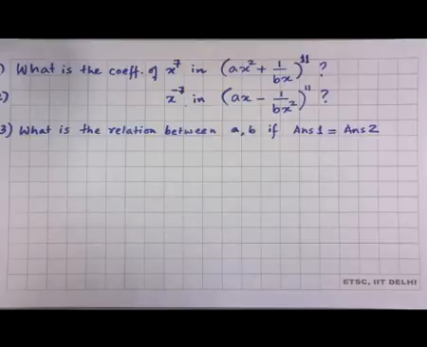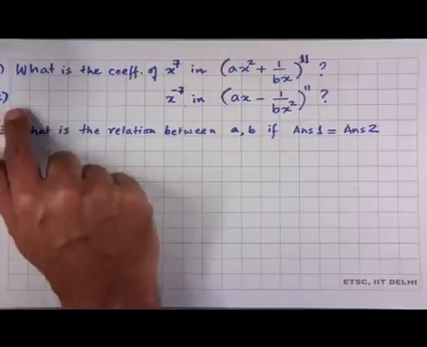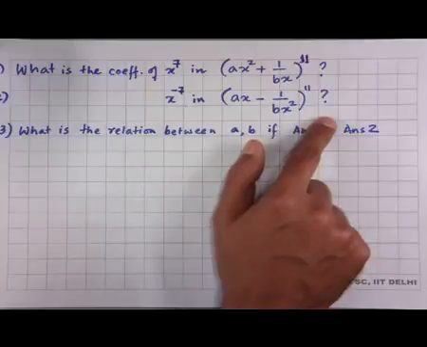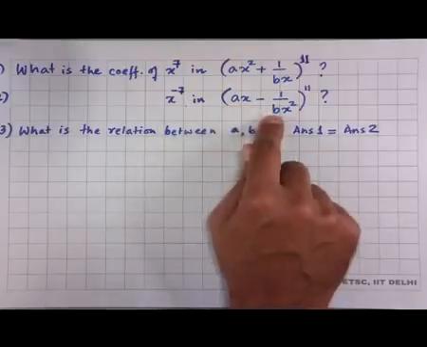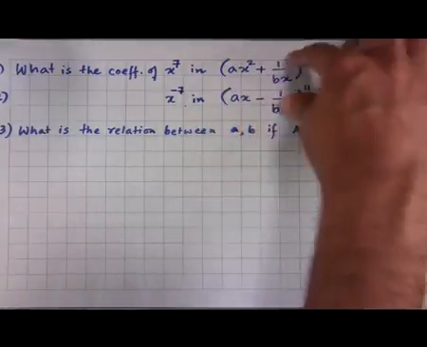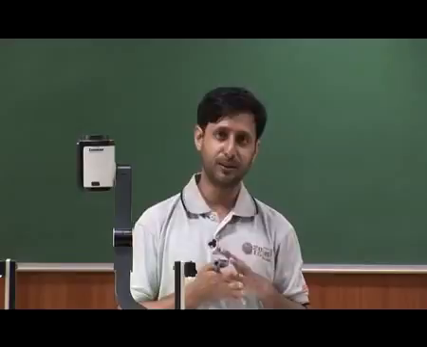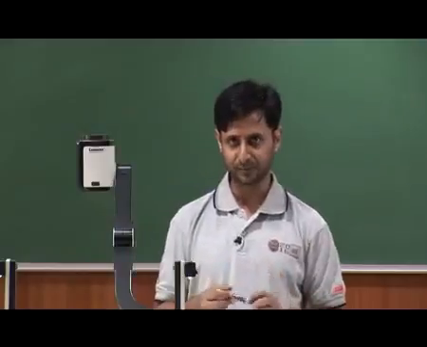Okay. So, this is my set of questions, 3 questions. What is the coefficient of x power 7 in this complicated expression? Second question, what is the coefficient of x power minus 7 in this other complicated expression? And the third question is, what is the relation between A and B, if these two answers are the same, that is the coefficient of x power 7 and the coefficient of x power minus 7 in those two expansions. If they are equal, then what is the relationship between A and B? So, these are my 3 questions. Let us try to solve this.